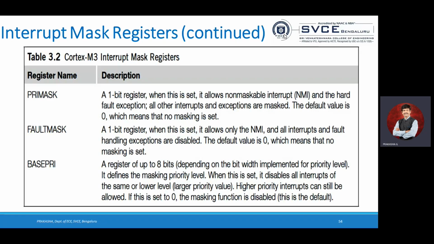See here, they have clearly mentioned what will be the value of primary mask, what will be the value of fault mask, what will be the value of the base primary. Based on this, we are able to mask the interrupts generated either from the internal or external.